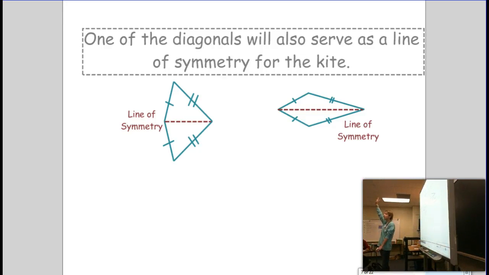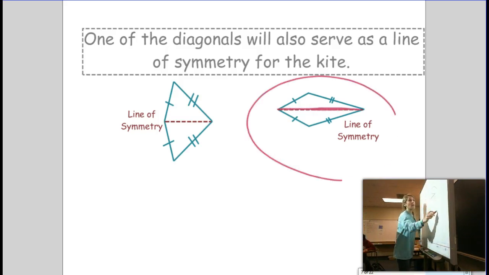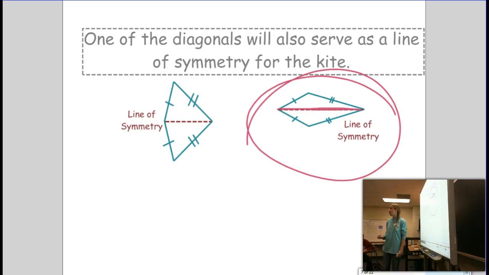Raise your hand if you've heard of the word symmetry. Symmetry, right? It's the same on the left as it is on the right. It's the same on the top as it is on the bottom. It's like a mirror image. So kites have a line of symmetry. Most of the time, like I'm talking 95% of the time, the line of symmetry is going to be the longer diagonal.